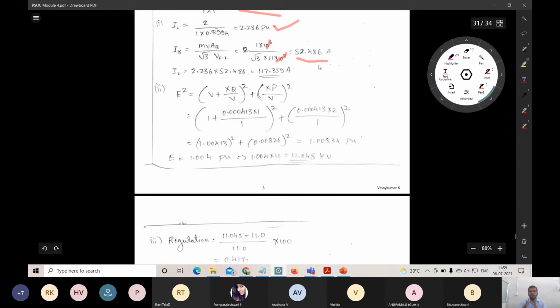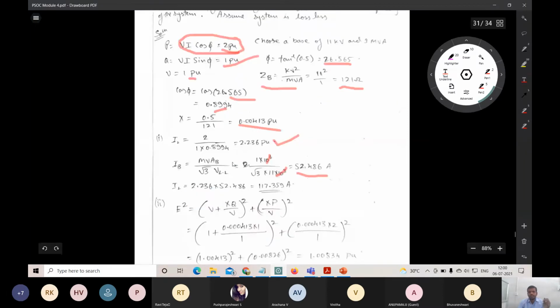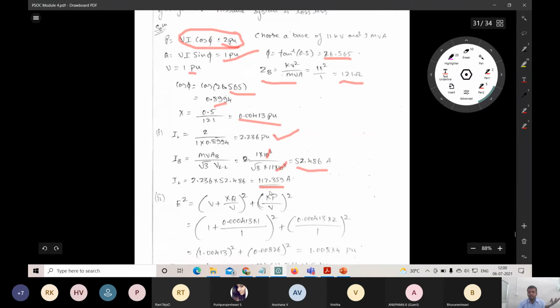So the total load current. What he has asked is the receiving end current. Receiving end current is nothing but the current that is entering into our load. So the receiving end current, the total current, is given by adding these two values: the base value IB plus the actual value IL. 2.236 into 52.486, you will get 117.359.